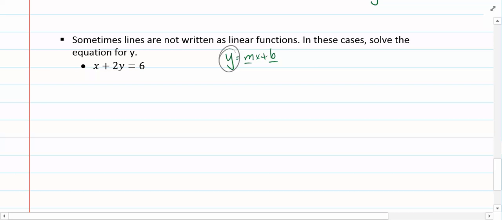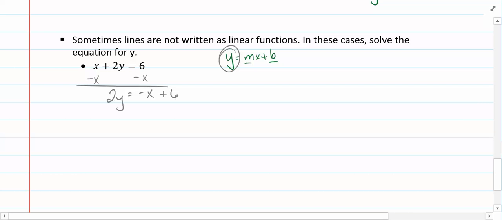So let's see what we can do to make that happen here. If it were me, I would start off by subtracting x from both sides of this equation, and that would leave me with 2y equals negative x plus 6. I wouldn't call it 6 minus x here because that's generally not the way we would write a slope-intercept equation. We generally like to have the x in front of any constants.